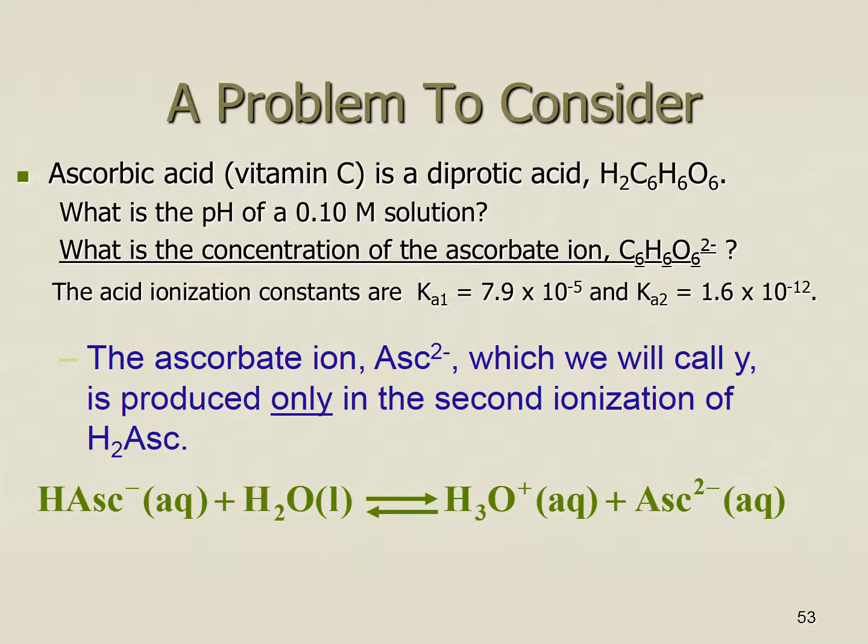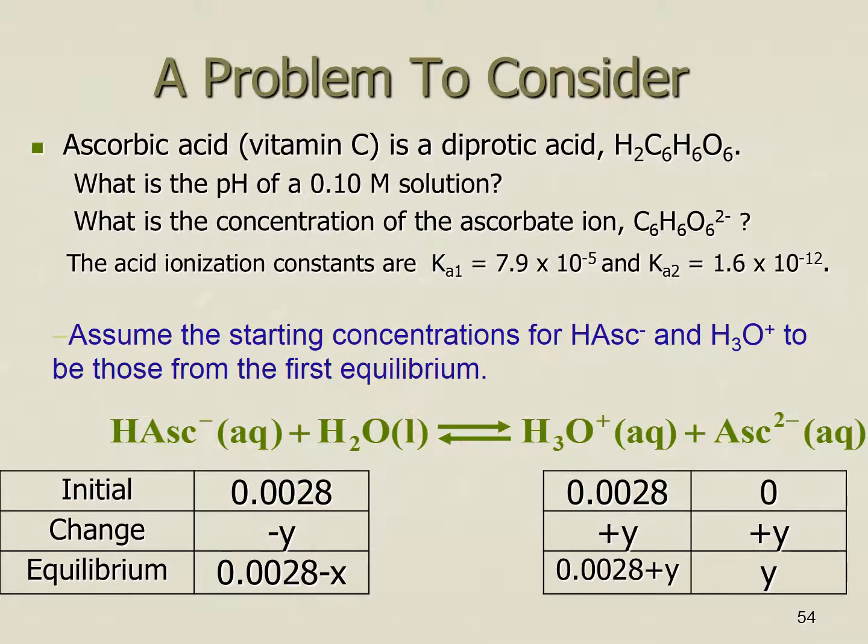All right, so here's our second step. HASC negative plus H2O gives us H3O plus and the ascorbate ion, ASC negative 2. And again, we have our equilibrium expression that we know, products over reactants, and we know the Ka, 1.6 times 10 to the minus 12. So let's set up the ice. So there's our ice chart.